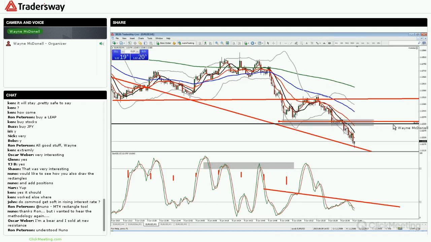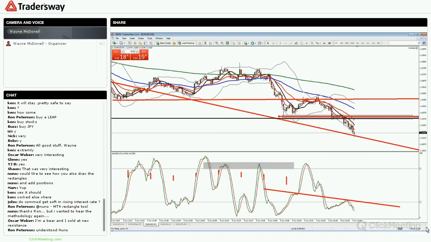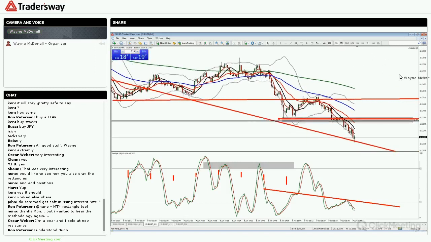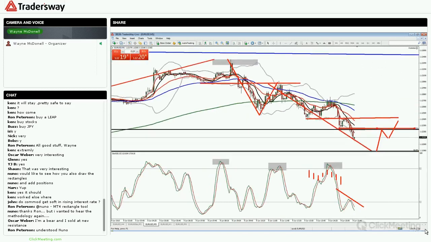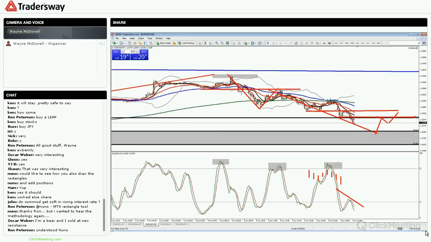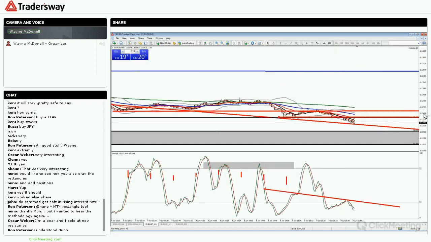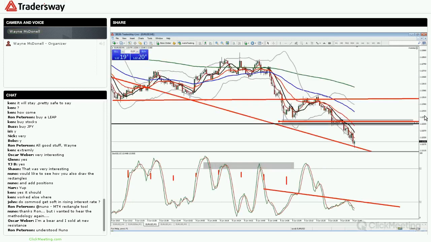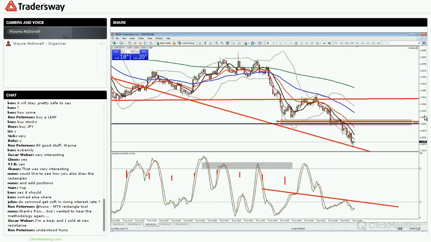So, we'll use this as a resistance level in the future, right? Now, bulls still have an opportunity. Where's support? Well, they're going to have to wait till it gets down to this area now, right? And if you're a bull, you wait till we get in here and look for a reversal pattern. Cool, right?